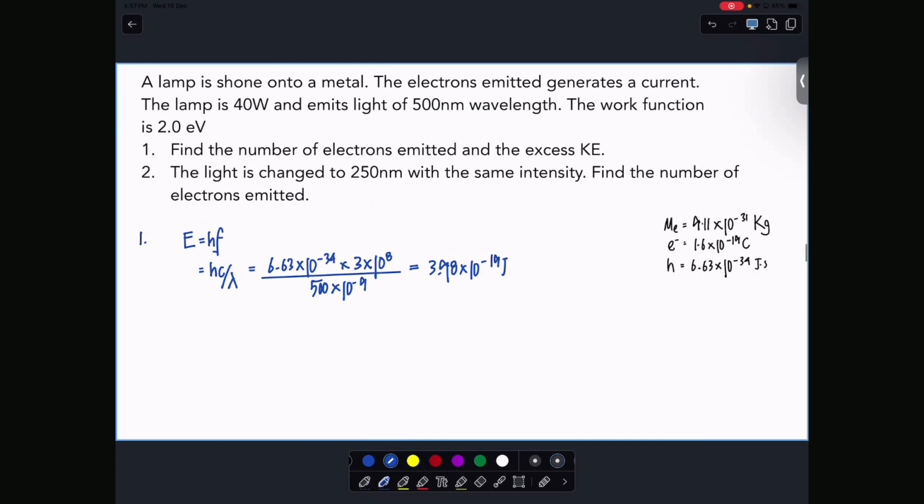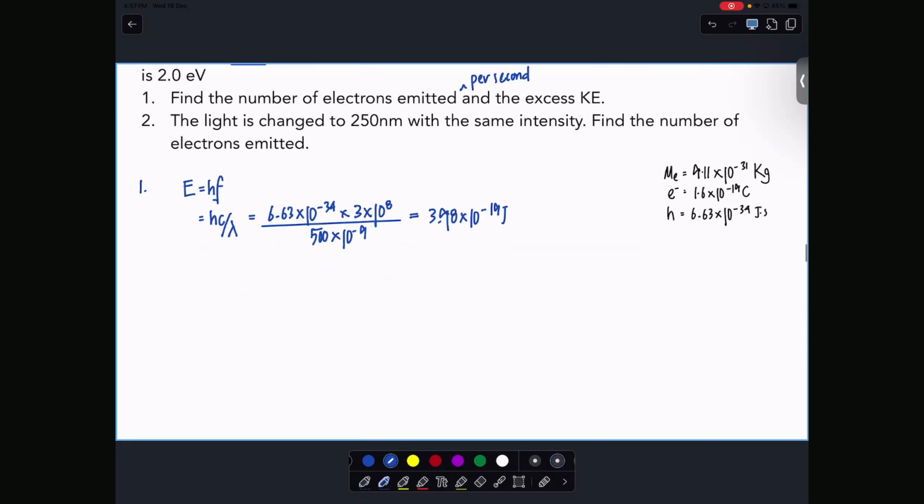Next, it says that the lamp is 40 watts. Every second, the lamp produces 40 joules, right? So we can find the number of electrons emitted per second. If one photon gives you 3.98 into 10 to the power minus 19 joules, then how many photons do you need to generate 40 joules every second?